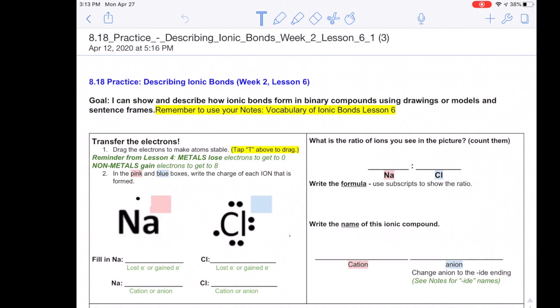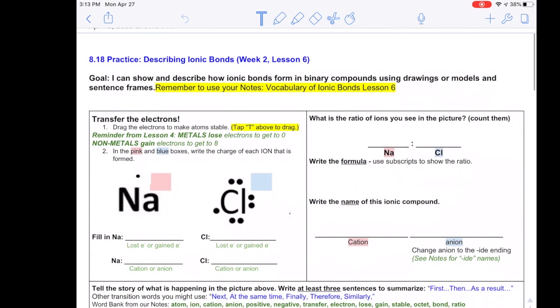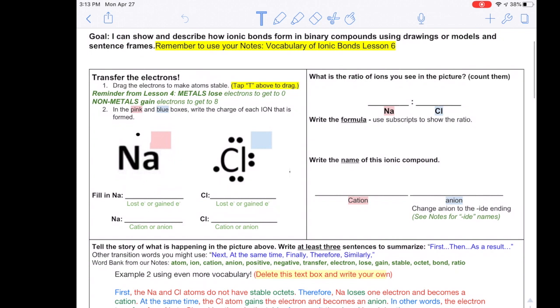Okay, let's do this first part together. Goal: I can show and describe how ionic bonds form in binary compounds using drawings or models and sentence frames. Remember to use your notes, Vocabulary of Ionic Bonds, Lesson 6. So the first box says transfer the electrons. Drag the electrons to make atoms stable. Tap the T above to drag.